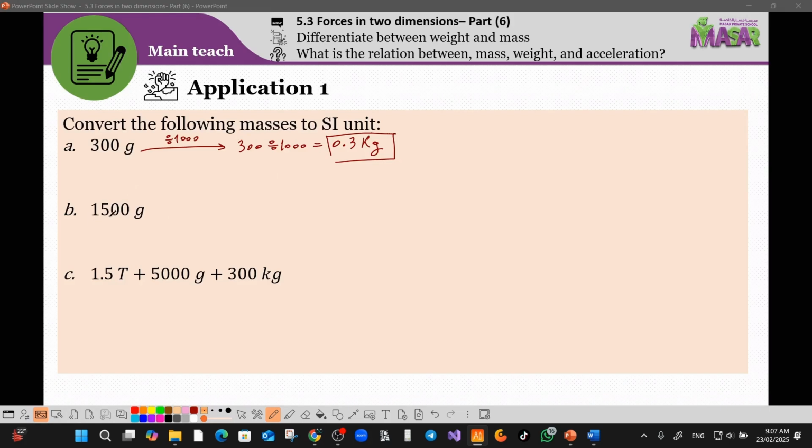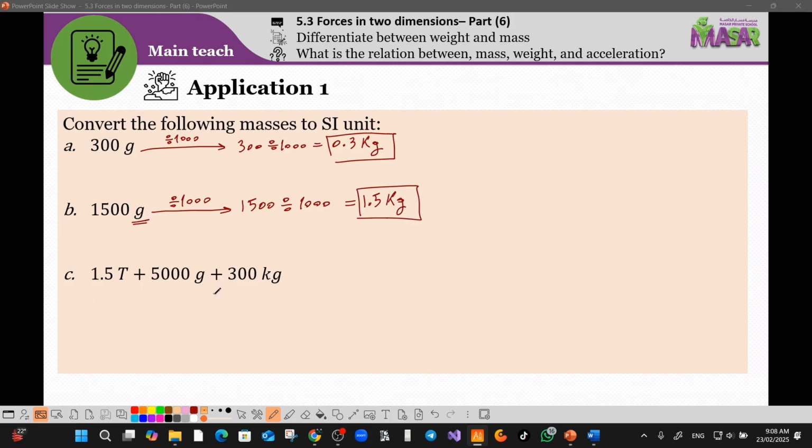For B, again, this unit is gram. So to convert this quantity into the SI unit, we just divide by 1,000. And 1,500 divided by 1,000 is equal to 1.5 kilogram.